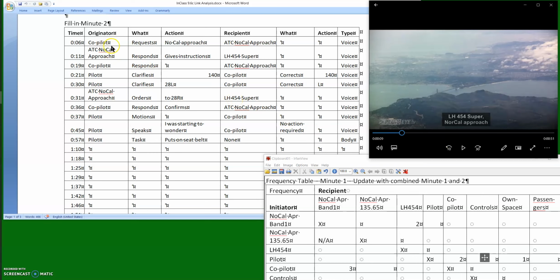Okay, so the co-pilot announces that they want to talk to Northern California approach, NorCal approach. And so the recipient of that conversation is air traffic control Northern California approach. And how it's being done is all by voice.